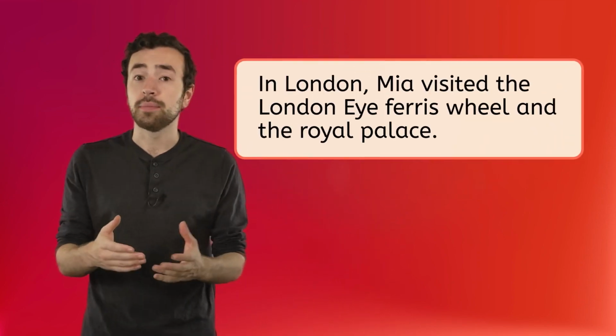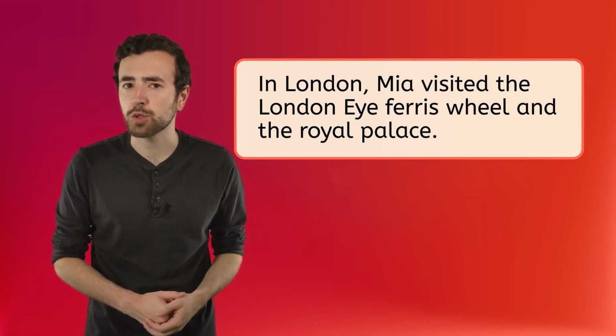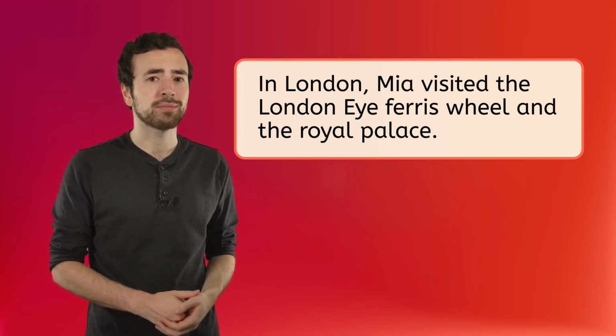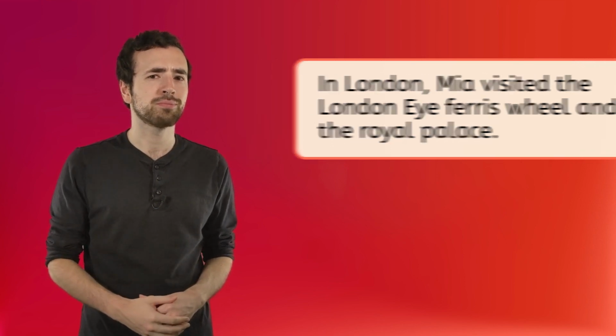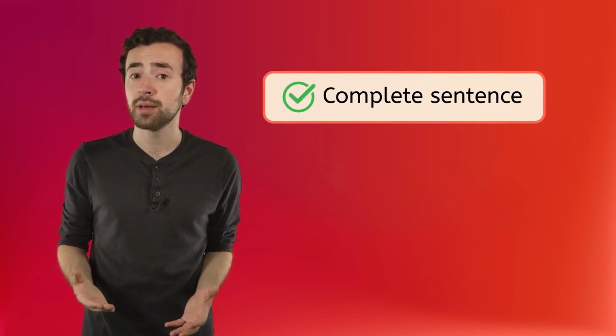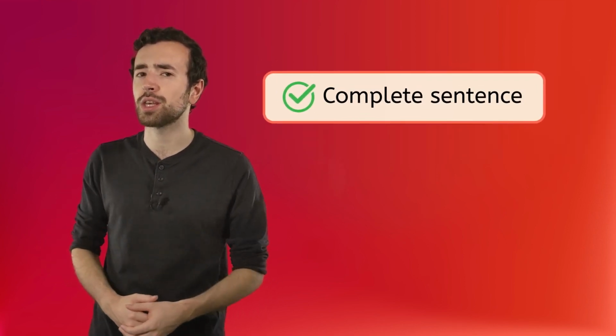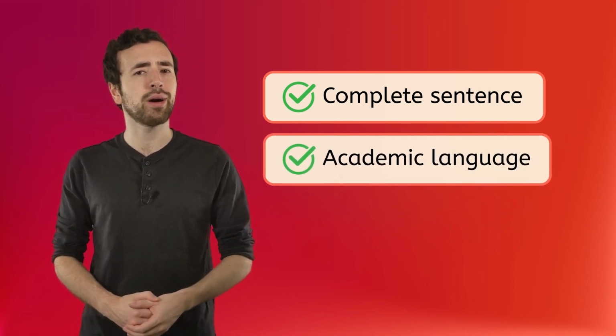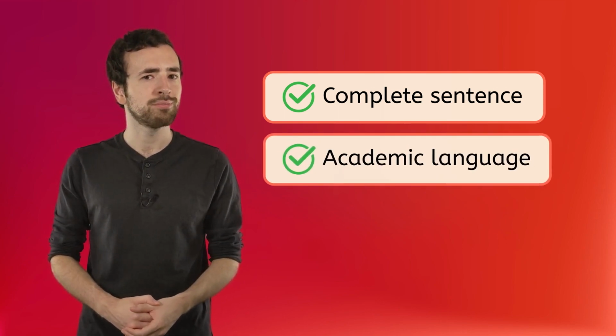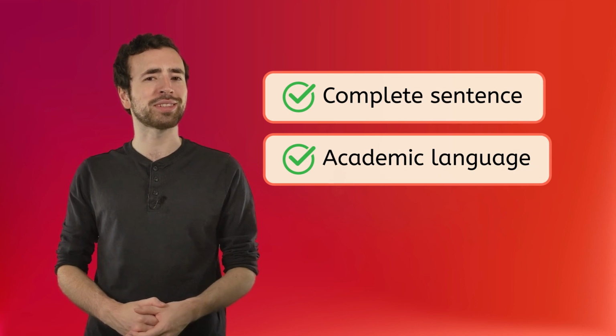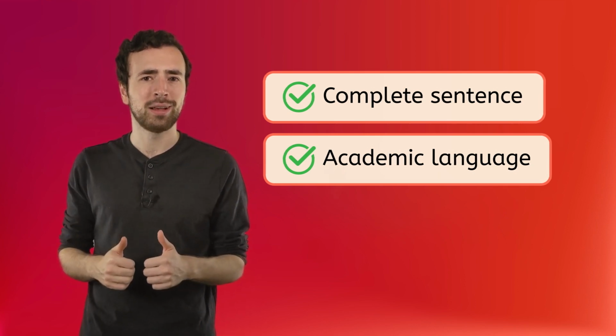Here's what I came up with to revise stuff to more formal language and sentence structure. In London, Mia visited the London Eye Ferris wheel and the Royal Palace. How did you do? Is your sentence complete? Did you use academic language that could be clearly understood by others? I bet your sentence sounds great.